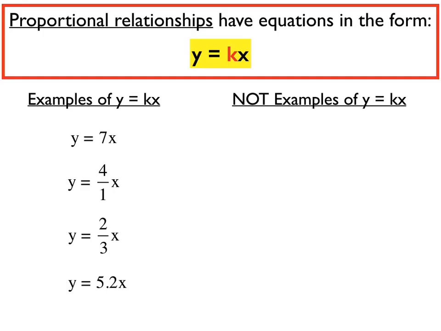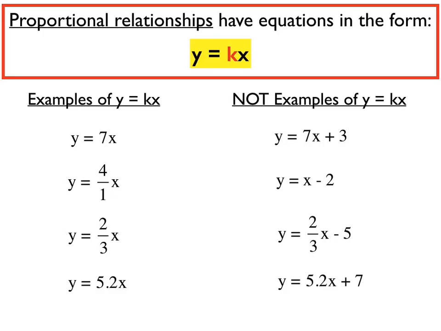Now these examples are not proportional. Y equals 7x plus 3. Y equals x minus 2. Y equals 2/3 x minus 5. Y equals 5.2x plus 7. Write down that list.